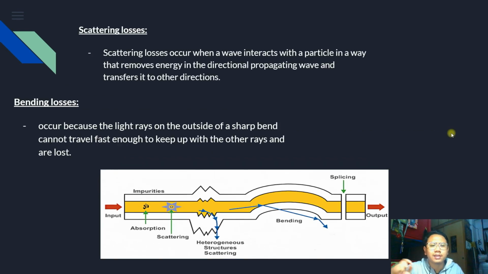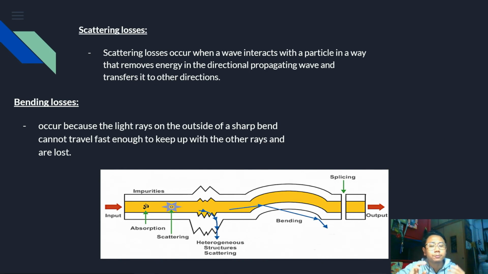So the second one is scattering losses. Scattering losses occur when a wave interacts with a particle in a way that removes energy in the directional propagating wave and transfers it to another direction. So when light rays that are propagating strike these impurities, they are diffracted. This diffraction causes the light to disperse or spread out in many directions.